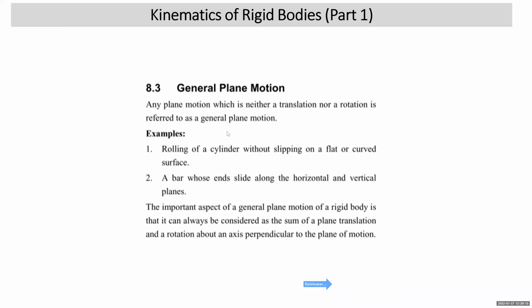Now, we already understood this part. What is general plane motion? It is neither pure translation nor pure rotation. It is rather a combination of translatory motion, or summation of translation and rotation. What are the examples of general plane motion? Rolling of the cylinder without slipping on a flat or curved surface, or we can say the motion of the wheels of automobiles on the road surface, are examples of general plane motion. Second example, what I have given it here.